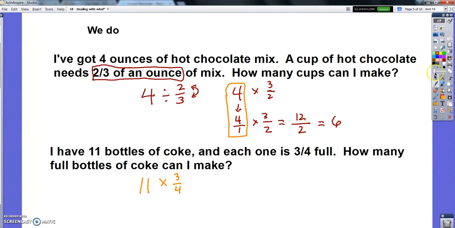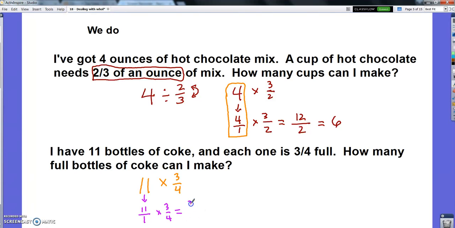And to do my standard algorithm here, instead of drawing this out, I would just need to convert that to a whole number. 11 wholes times 3/4. And I would get 33/4 bottles. Let's see, 4 times 8 is 32. So that is, I think, 8 whole bottles and 1 more fourth of a bottle. I'll work it out like that.